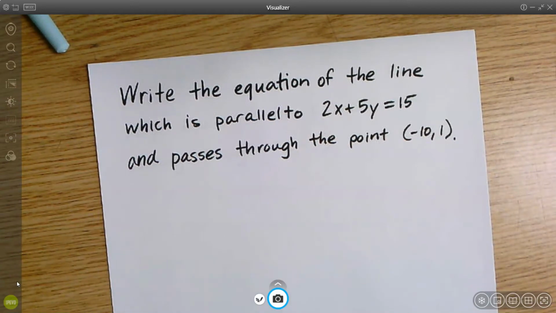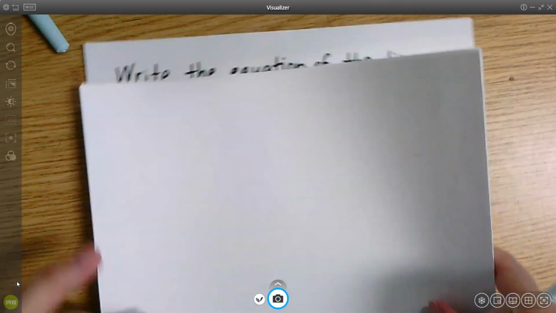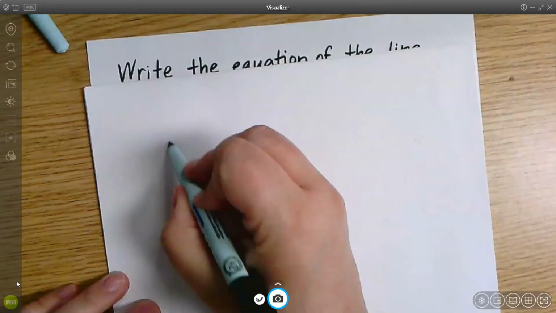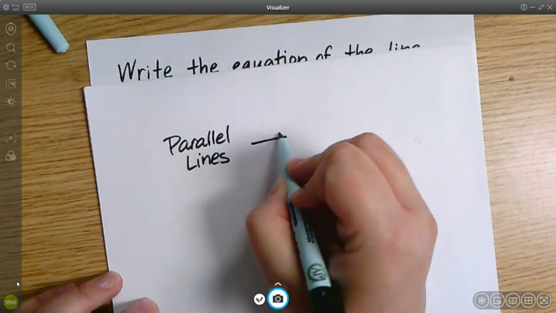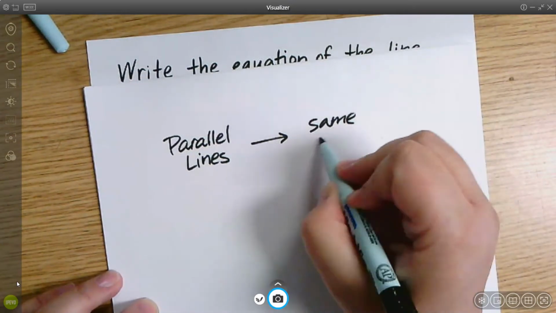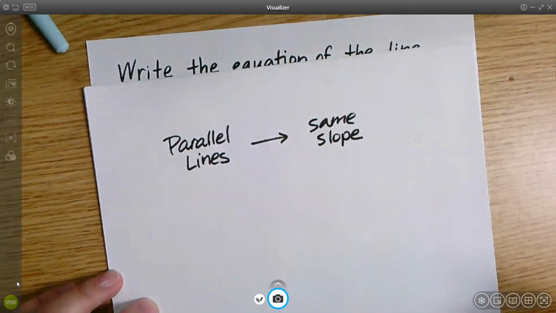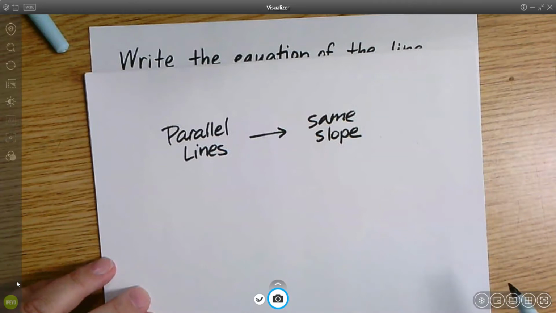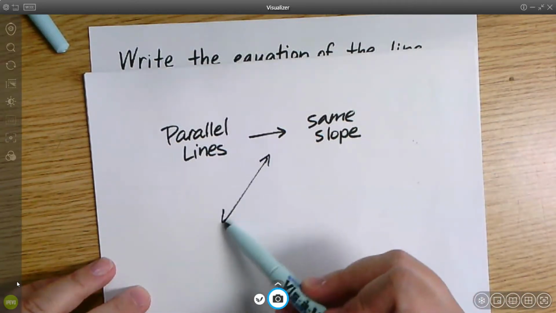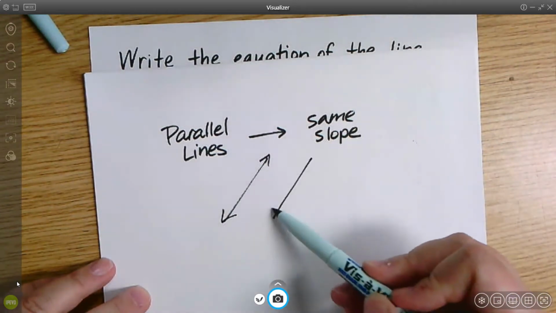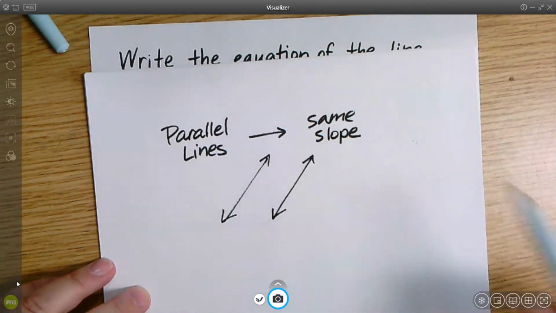So here's the first thing you need to know. Recall that parallel lines have the same slope. Which makes sense because the slope is like the steepness. If I have this line and I want to find another parallel to it, it's going to be the same degree of steepness, so to speak.